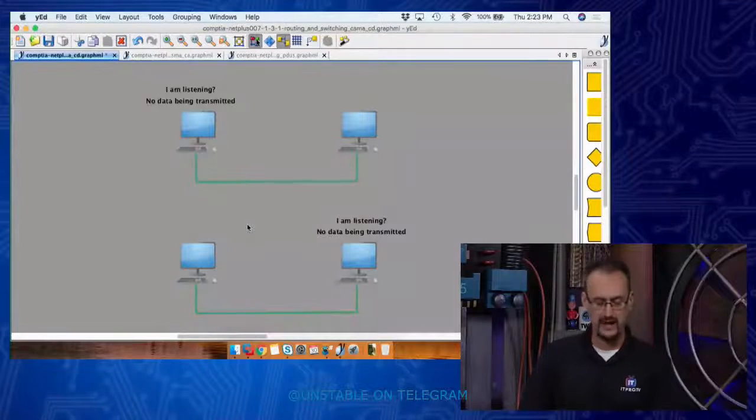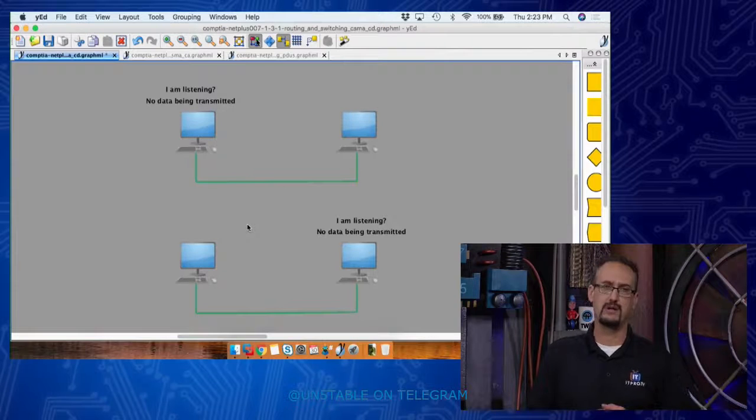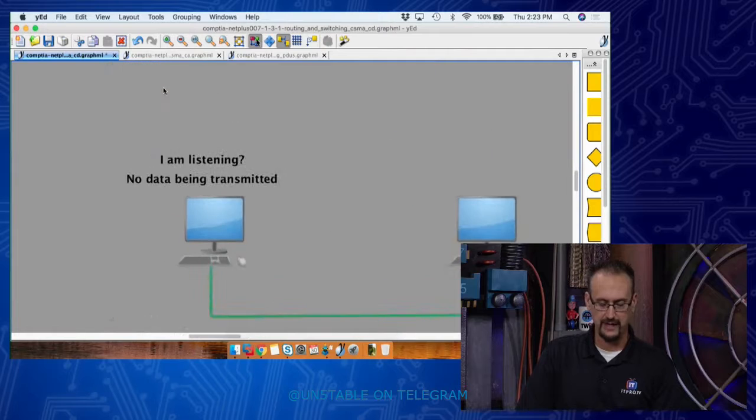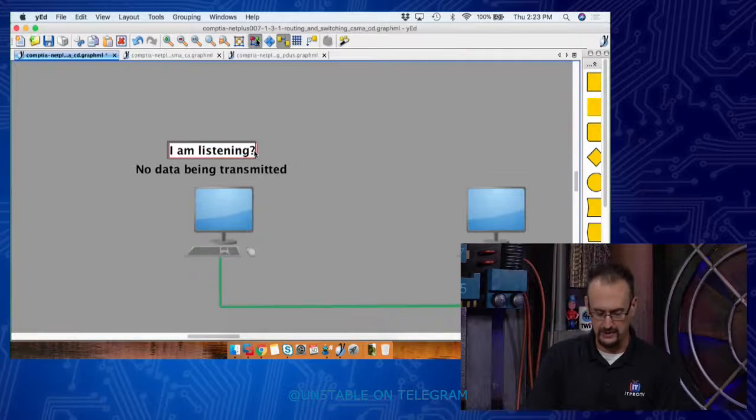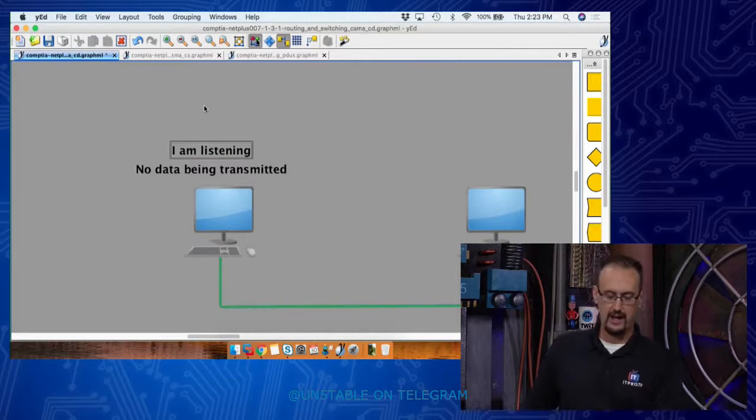Now, how do they do that? When we say carrier sense, multiple access, collision detection, how does that process work? Well, let's take you through a few steps that I've laid out for you, and we'll take a look at that. So we've got a couple of computers here. Carrier sense, what are they doing? I am listening, and do we see data? I don't know why I got a question mark there, but I am listening.